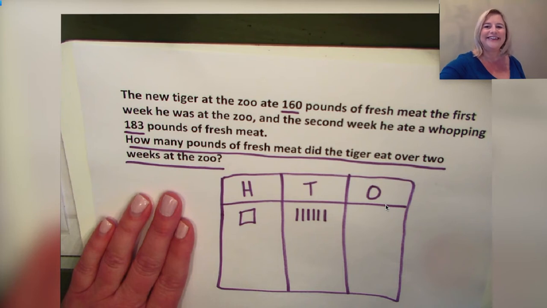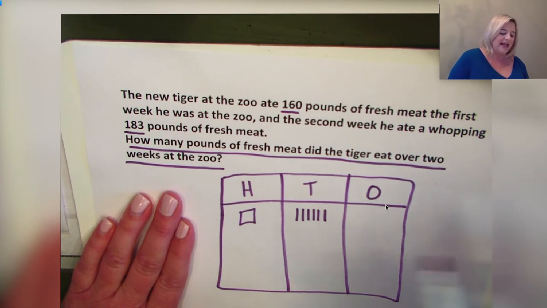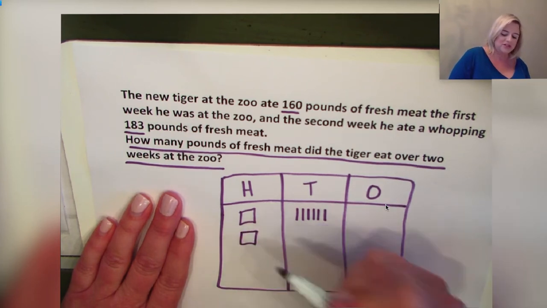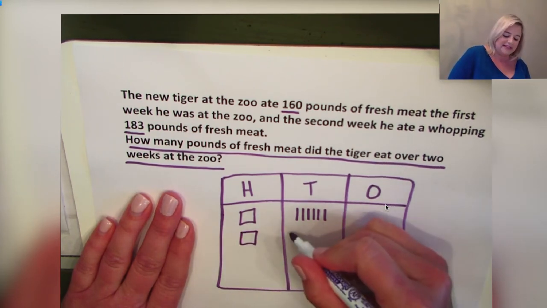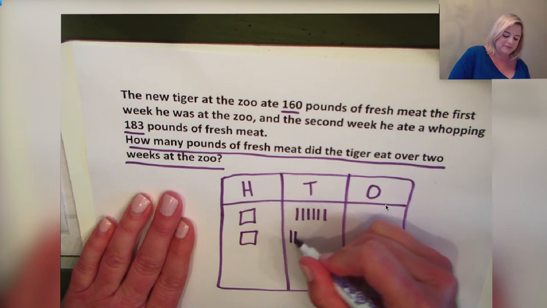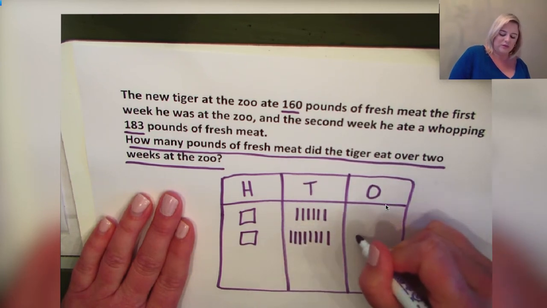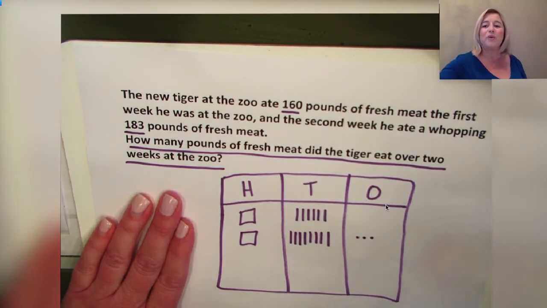Looking good. Okay, now we go back to the text and we see that he ate 183 pounds of fresh meat the second week. So I'm going to draw 1 hundred flat, 8 ten rods, and 3 ones. Now go ahead and add that to your paper. Then hold it up so we can compare.